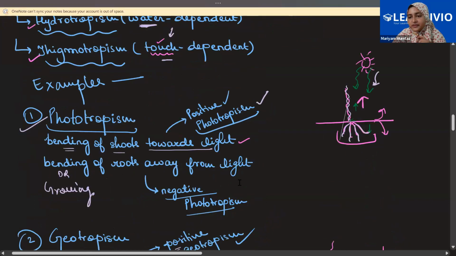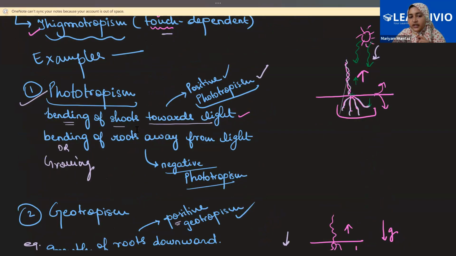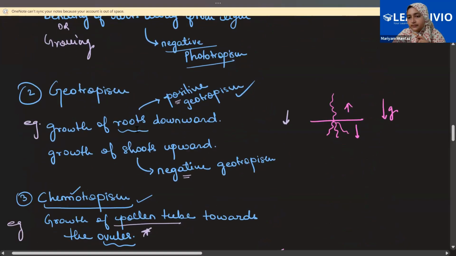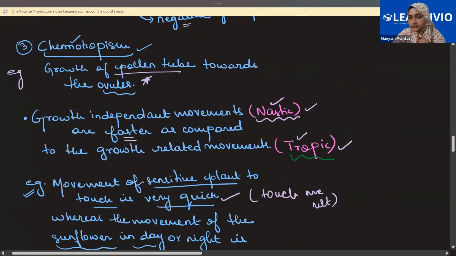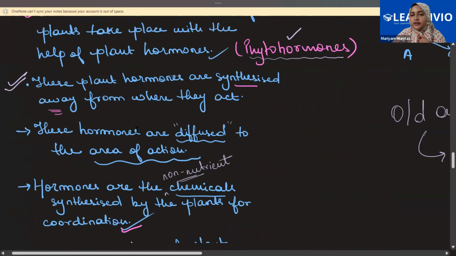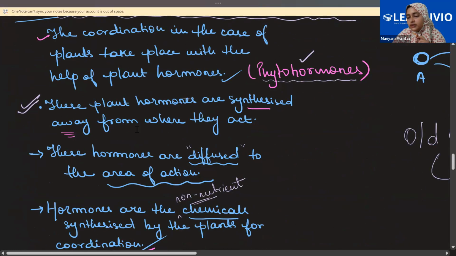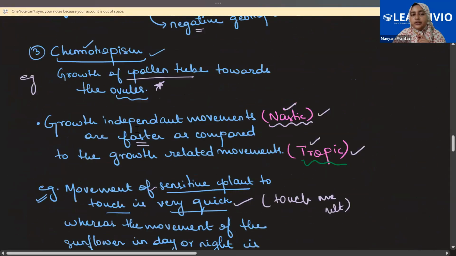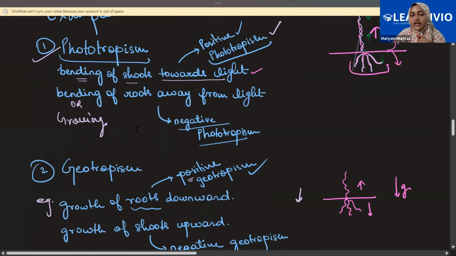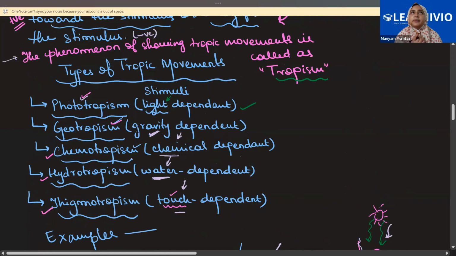Okay, so Aisha, have you written phototropism, this example in your notebook? Geotropism? Yes, ma'am. Chemotropism you haven't written, right? And what about phytohormones? Have you written this? Auxin, gibberellins? Yes or no? No, ma'am. Okay. All right.